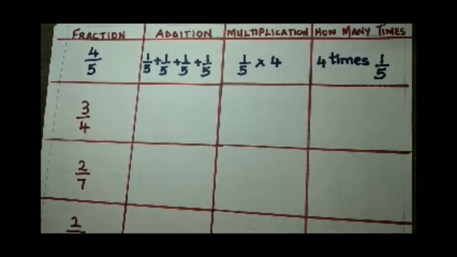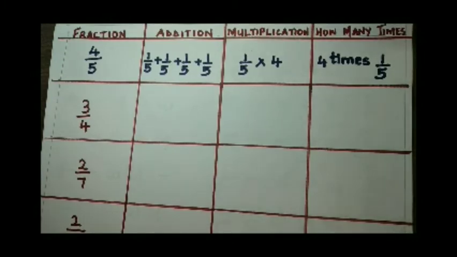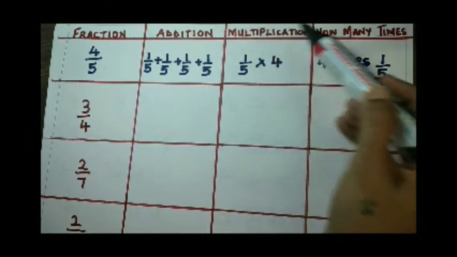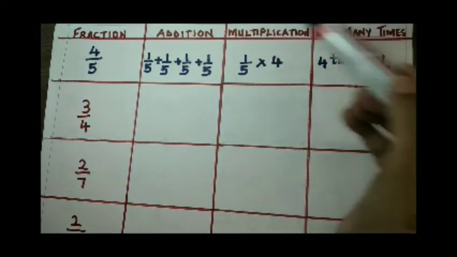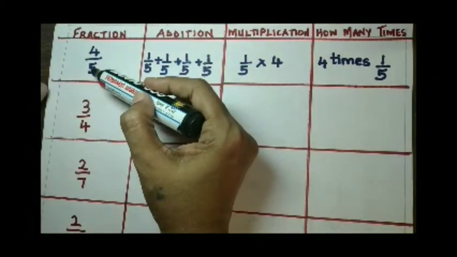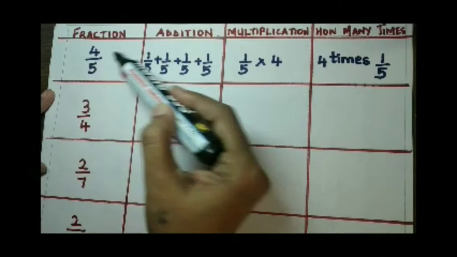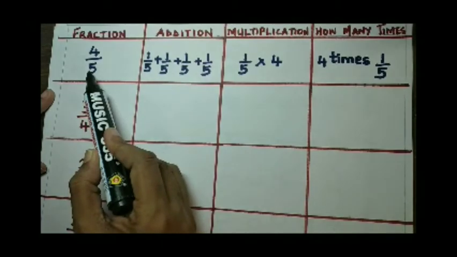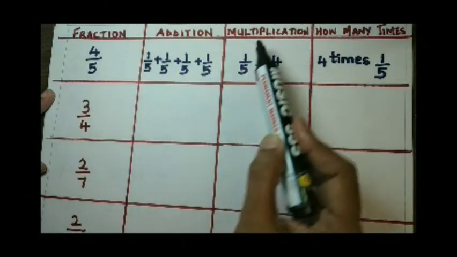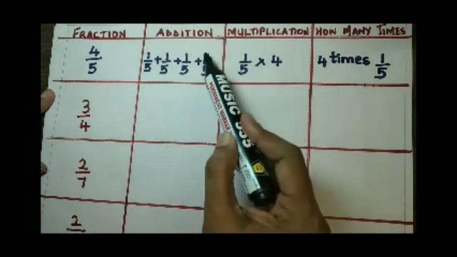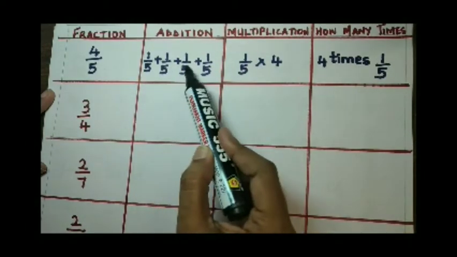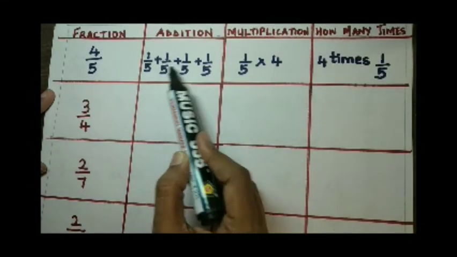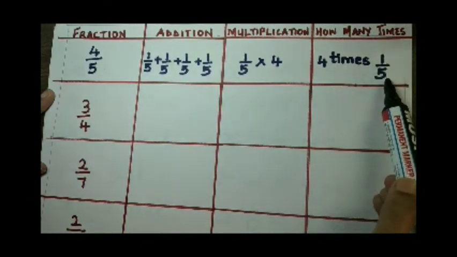Now here in this exercise, we are going to complete the following table. Now it's fraction, addition, multiplication and how many times. Now the fraction here is 4 upon 5. That means 4 parts out of 5 equal parts of an object. So 1/5 part is taken 4 times. 1 upon 5 is added 4 times. Then multiplication, it also means 1 upon 5 multiplied by 4, since we have written 1 upon 5 4 times. And how many times? That is 4 times. So 4 times 1 upon 5.